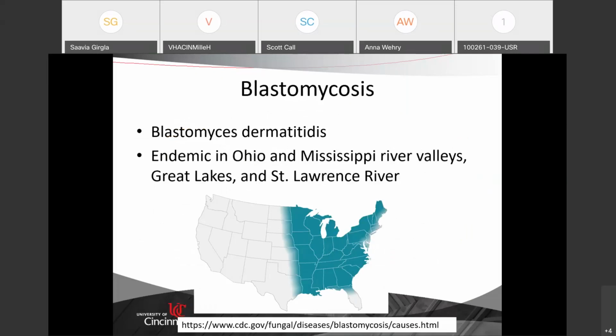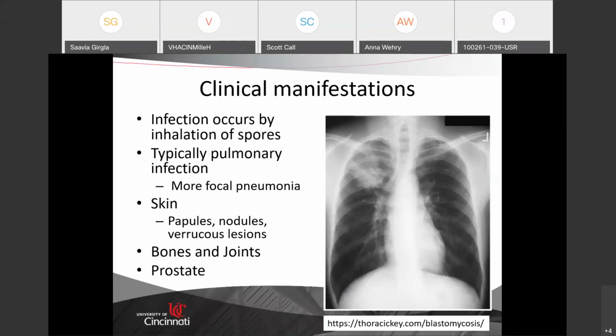Blastomycosis, again, is endemic in the Ohio and Mississippi River valleys, the Great Lakes, and the St. Lawrence River. You get infected by inhalation. It's typically pulmonary, and I want to say that this disease presents more like a typical pneumonia. And so you usually have an infiltrate on chest X-ray, not some non-specific bibasilar disease, which is what you can see with histo, or lymphadenopathy, which is what you see with histo. This really looks like a bacterial pneumonia.